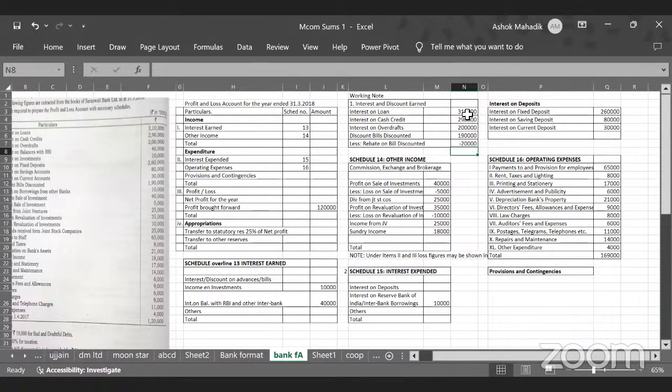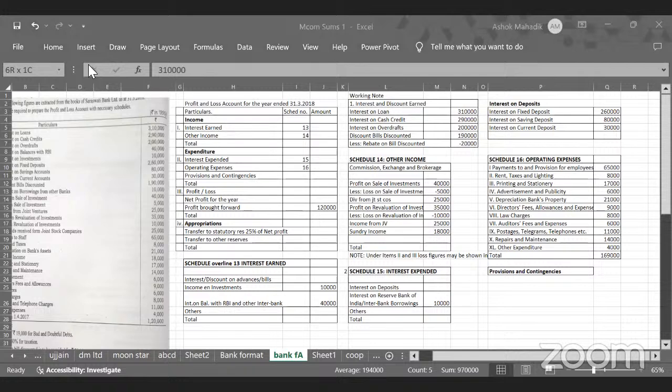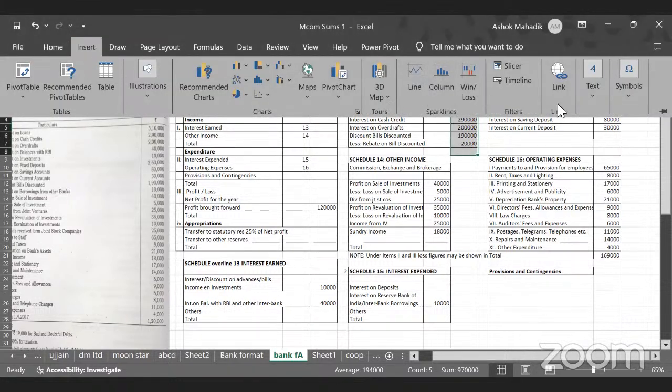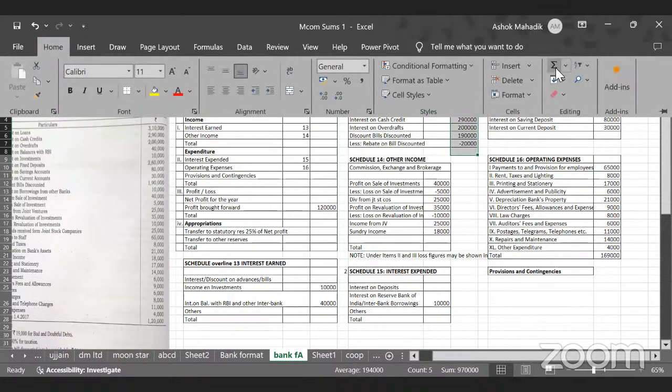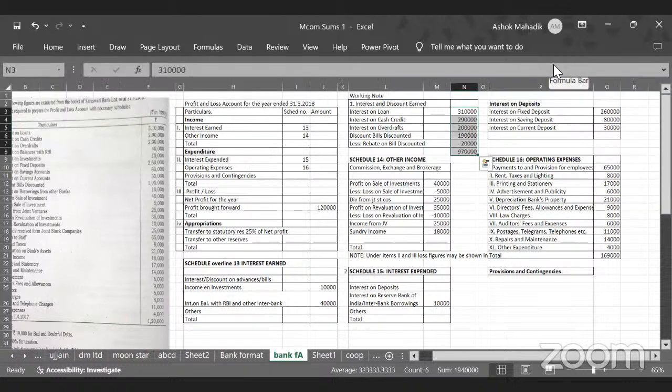Now let us see what the total is. I have put a minus sign there, so that will give me the net amount. 9,70,000 is your total from interest income. So I'll put it here against interest income, 9,70,000. Are you getting this, students? I hope I'm going slow, not very fast.